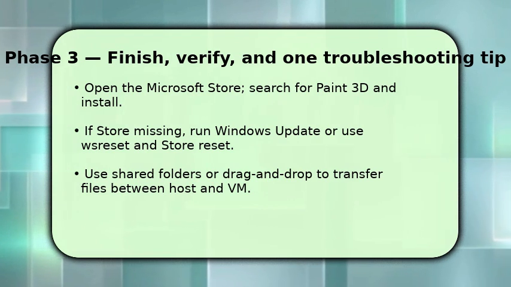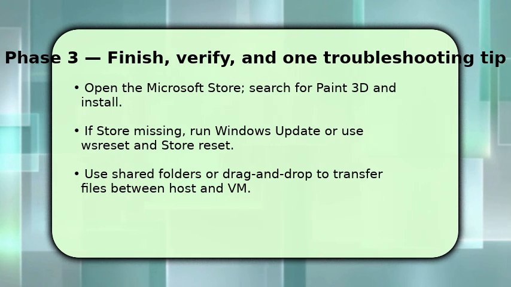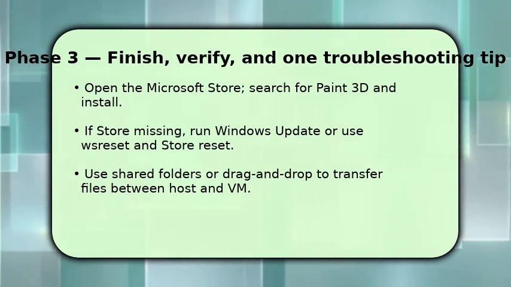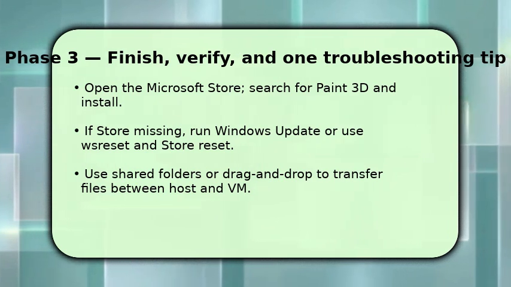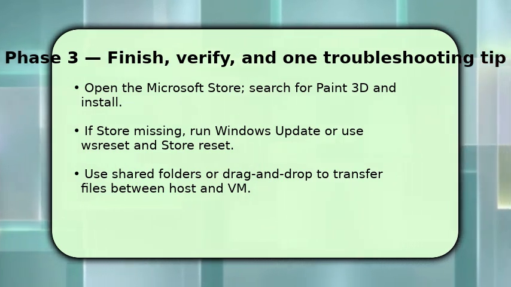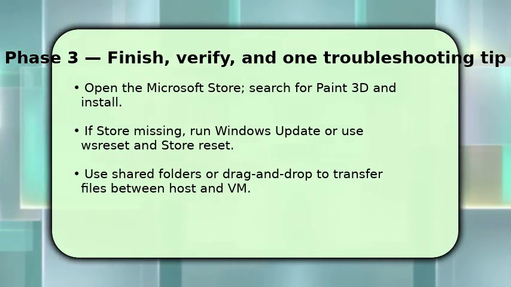If the store fails, run Windows Update, then WSReset.exe. If that does not work, reset the store app in Settings or reinstall its package. One key troubleshooting tip: if Paint 3D will not launch, ensure the VM has graphics acceleration enabled and the latest guest edition.